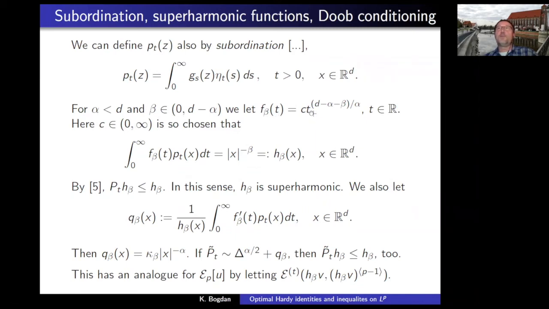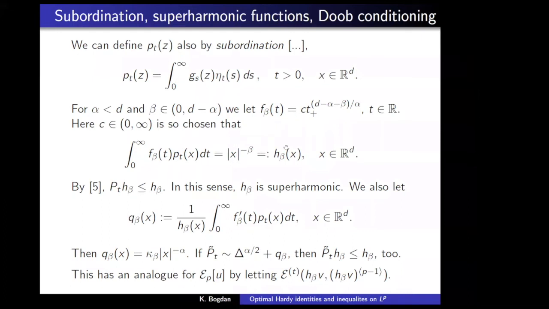f is a power function with some specific exponent. It's a power function on the line. t plus means that it's 0 to the left of 0. And the constant is so chosen that as we integrate f against p_t with respect to time, then we get x to the power negative beta. And that's some simple algebra that makes this happen.